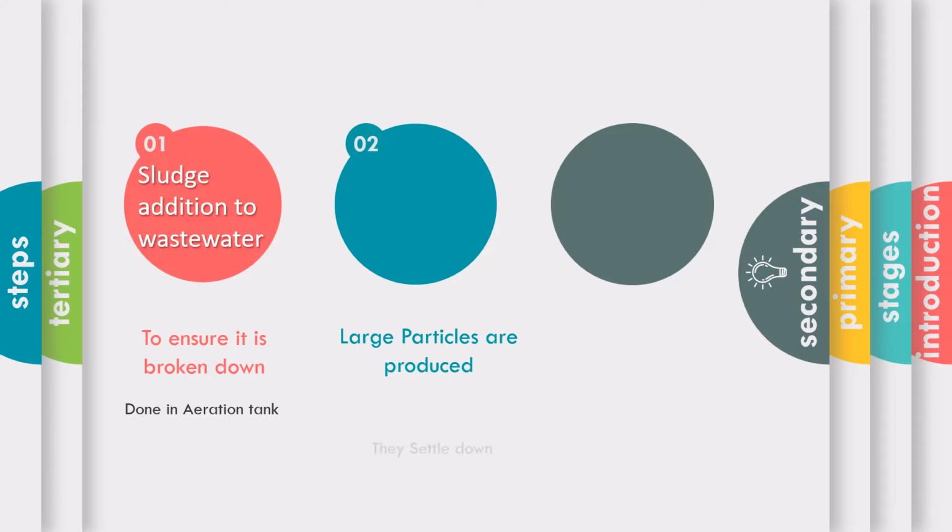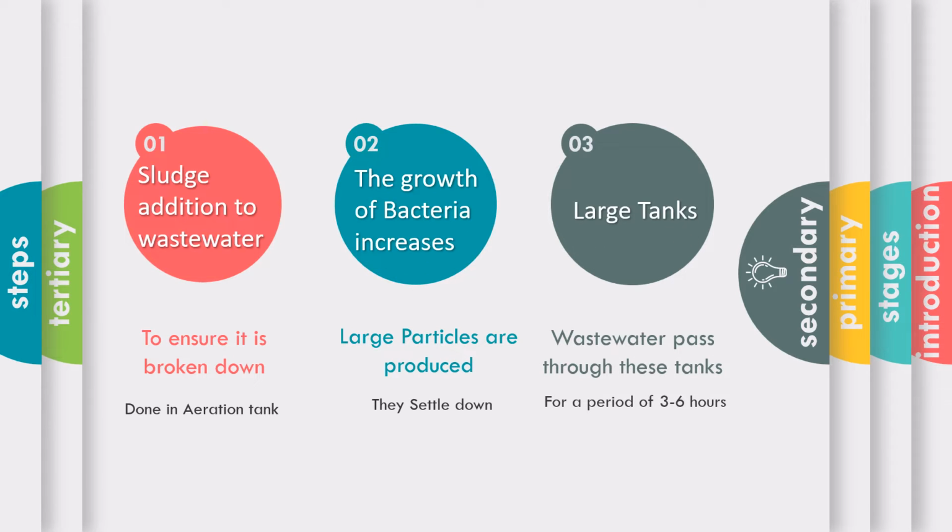After primary treatment, now we are talking about secondary treatment. In this step, seed sludge is added to wastewater to ensure that it is broken down. This addition of sludge is done in an aeration tank in which air is pumped. The growth of bacteria and other microorganisms consumes the remaining organic material. This process leads to the production of large particles that settle down at the bottom of a huge tank. Wastewater passes through these tanks for a period of 3 to 6 hours.